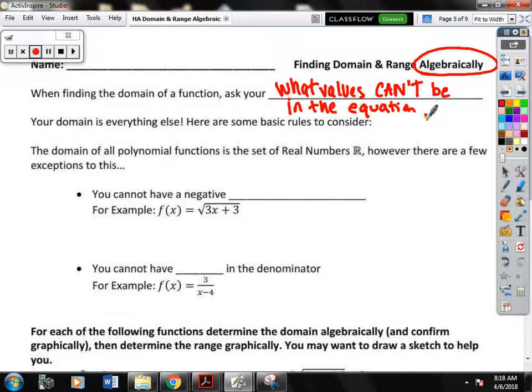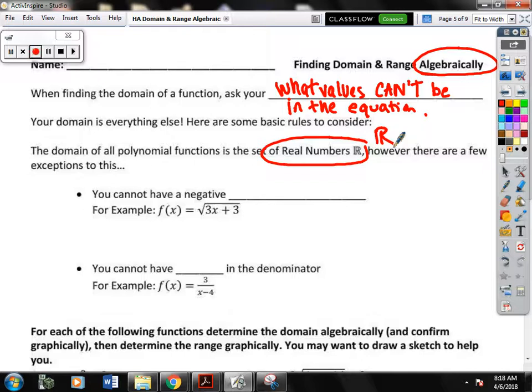Thank you. So we're looking for exceptions, and I've talked about this before. The polynomial functions will be the set of real numbers, and that's like what the real R looks like in a font. The real numbers, but we know we write like this. Except there are two exceptions, and we've talked about them. Square roots and fractions.